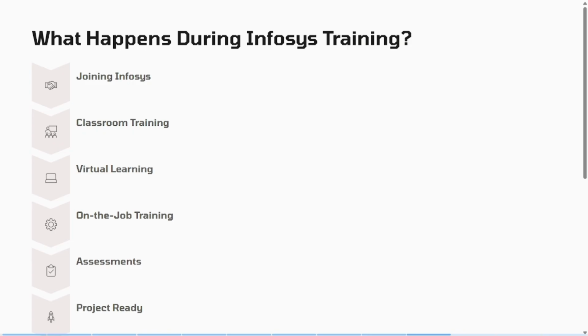Classroom training means you will learn through instructor led sessions. This could include technical concepts, company processes, or other topics the company wants you to understand, okay? Virtual training means some learning may happen online through digital platforms depending on the company's plan. Some sessions may be conducted virtually. On the job training means learning while working in a professional environment. Instead of only studying theory, you learn how work is actually done in the company.